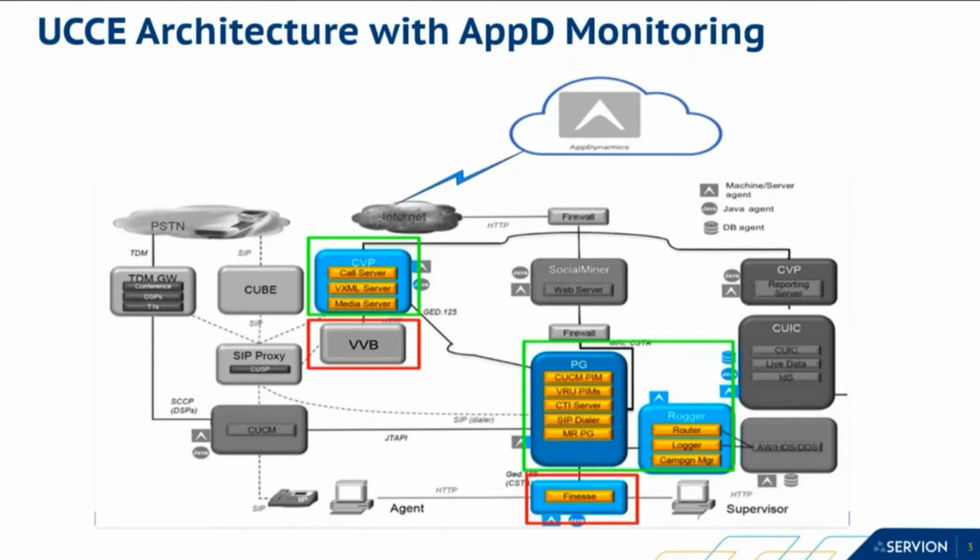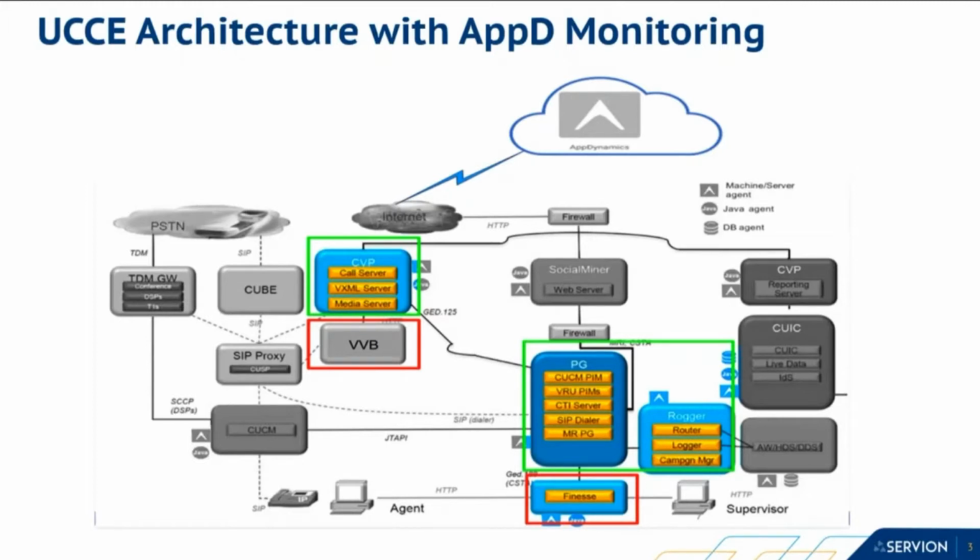The next is the Java agent. The Java agent is used for monitoring Java-based applications. In CCE, the Java agent is used for the CVP application, so all the CVP-specific servers will have the Java agent. Then the .NET agent is to monitor the .NET application, and it can also be used for any custom application-specific performance counter.